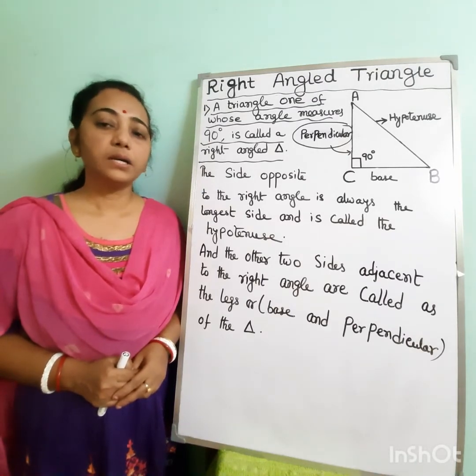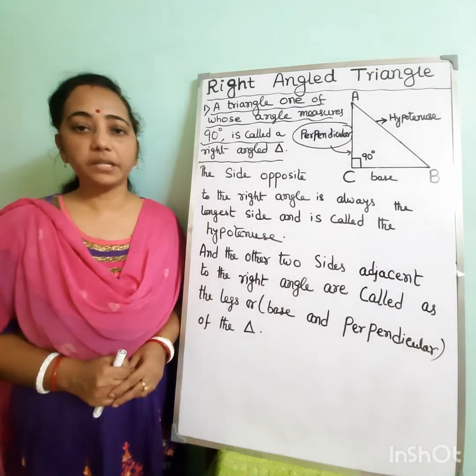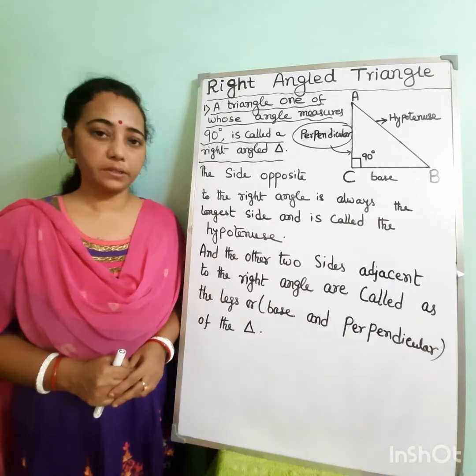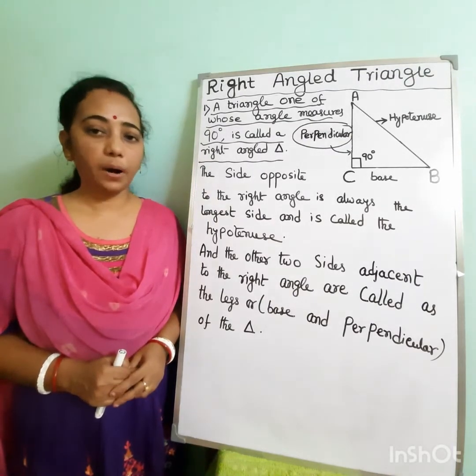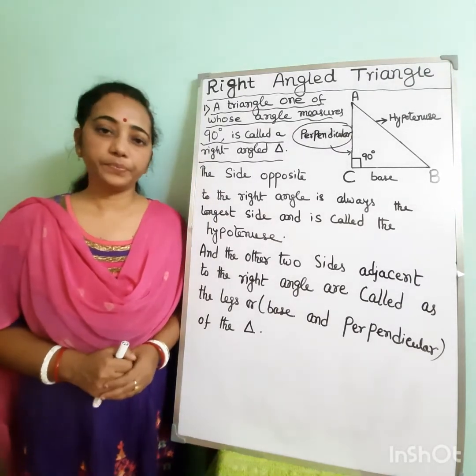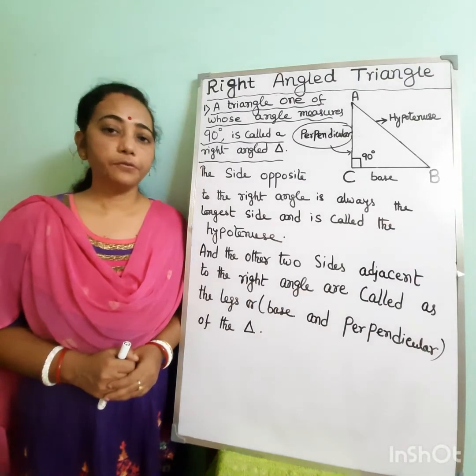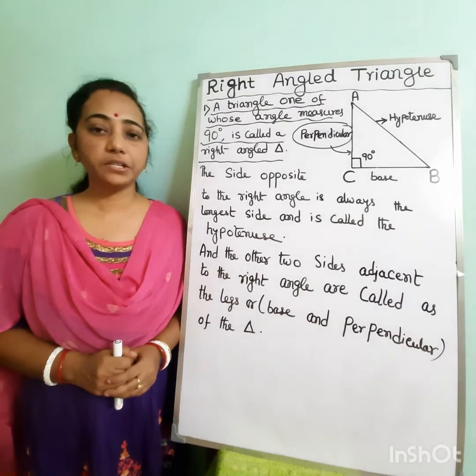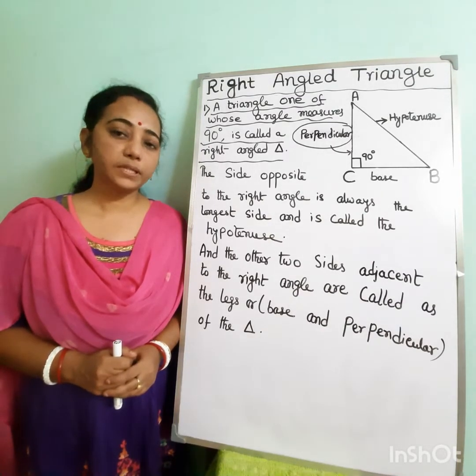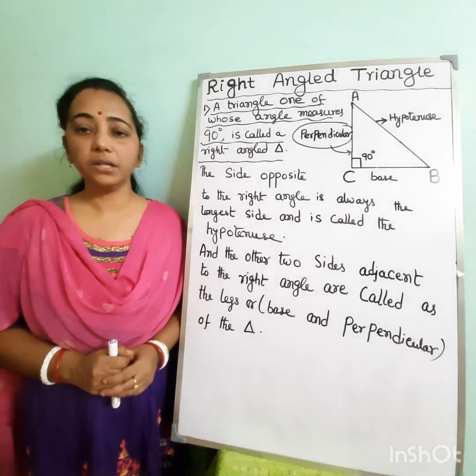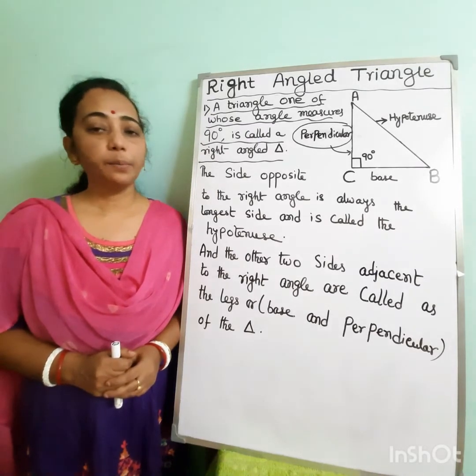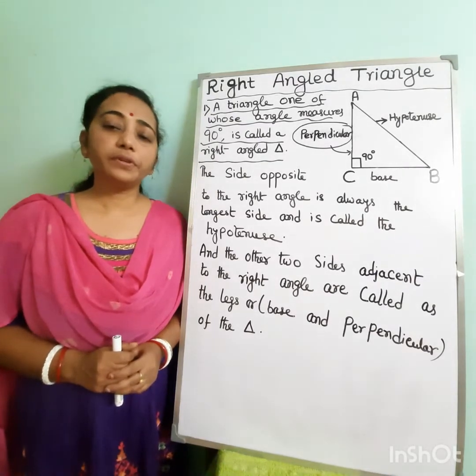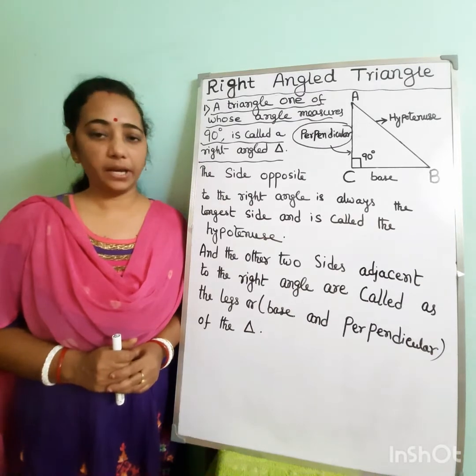In this class, you will learn about the chapter The Triangle and its properties. Today I will discuss the Pythagoras Theorem. Pythagoras was a famous Greek philosopher. He gave a wonderful relation between the lengths of the sides of a right triangle, which is generally known as the Pythagoras Theorem. So let us first know about the right triangle.